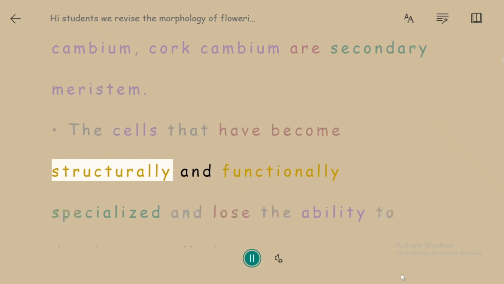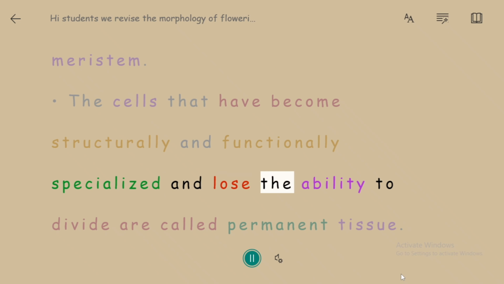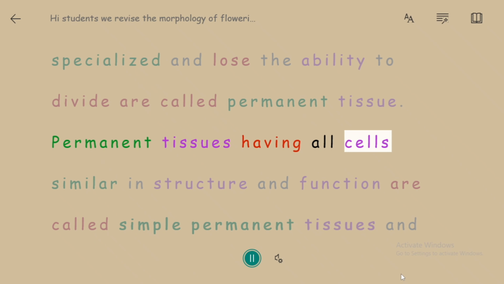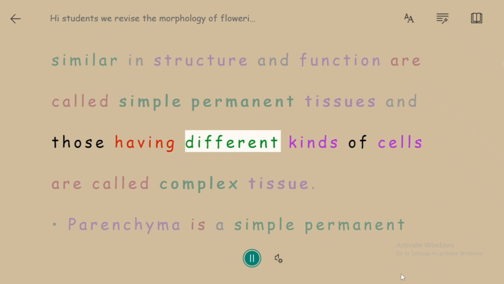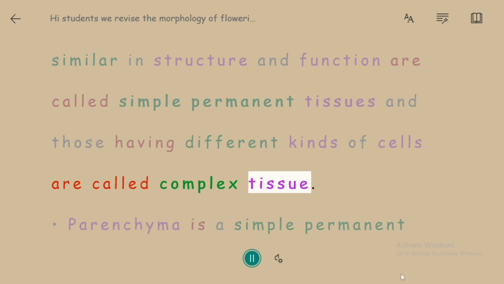The cells that have become structurally and functionally specialized and lose the ability to divide are called permanent tissue. Permanent tissues having all cells similar in structure and function are called simple permanent tissues, and those having different kinds of cells are called complex tissues.